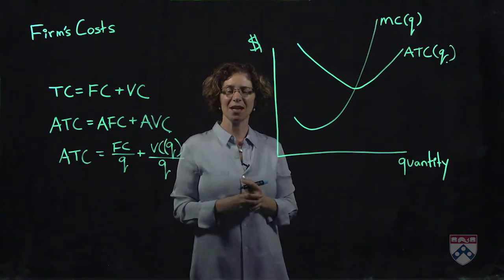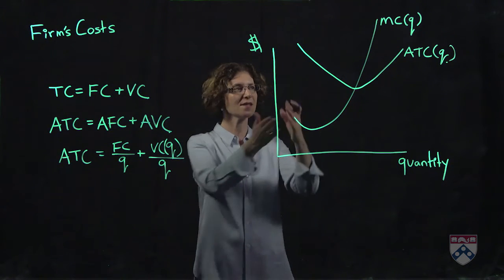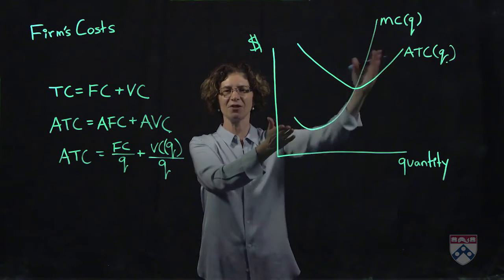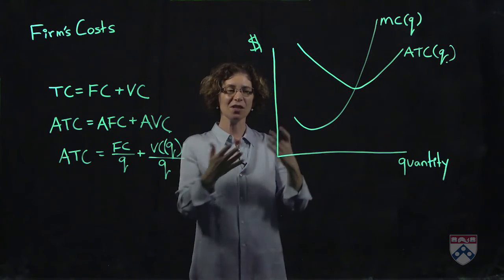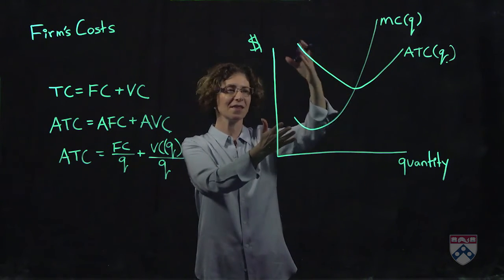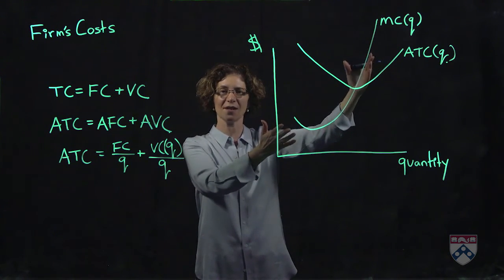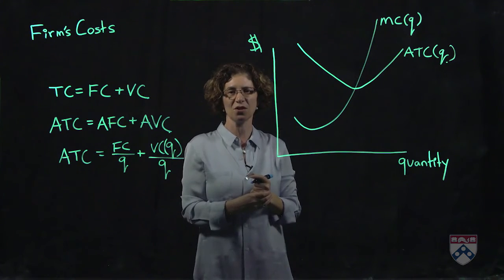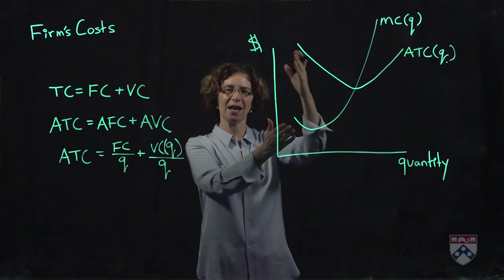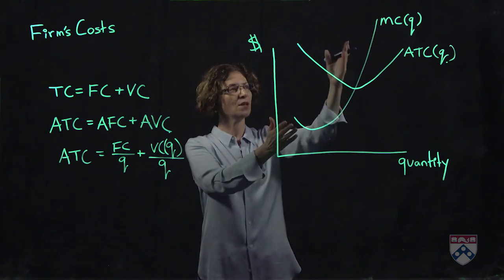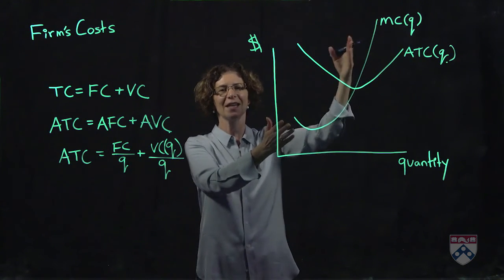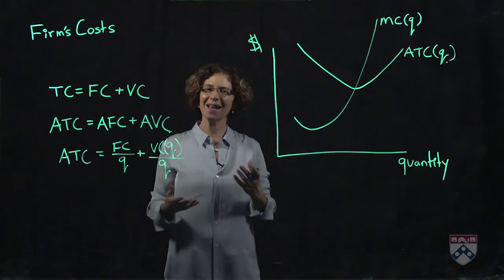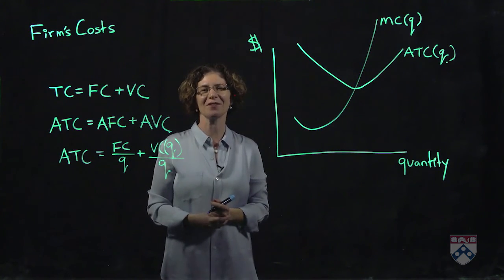So let's summarize. We've looked at two costs, the marginal cost and the average total cost. We know the general shape of the marginal cost, the general shape of the average total cost, and the relationship between the two. When the margin is below the average, it pulls the average down. When the margin is above the average, it pulls the average up. I think we're ready to think about firms' profit maximization.